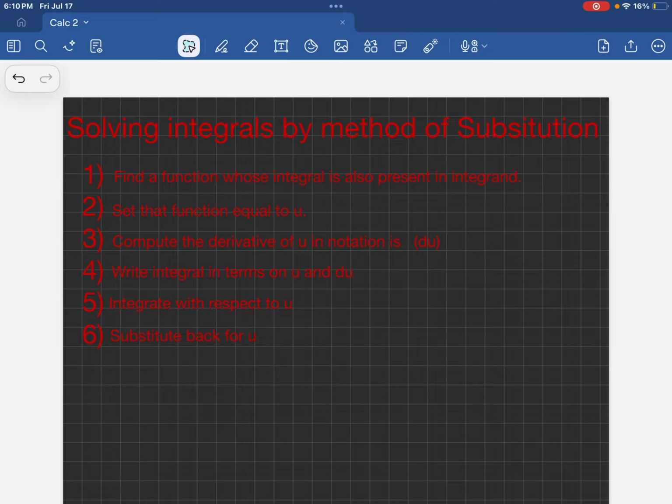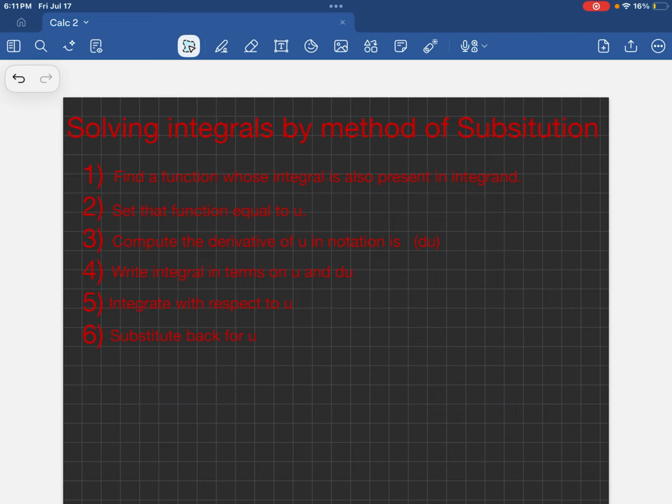So what you're essentially doing is you're looking at that integral and you're saying, if I take the derivative of this, is there another part of the integral that it's equal to? And this is really where the magic happens, because when you get du, that encapsulates that other part of the integral and makes it easier to solve in terms of u.